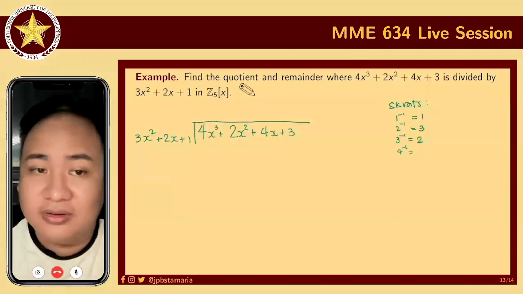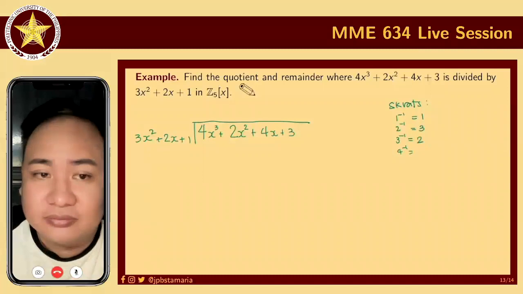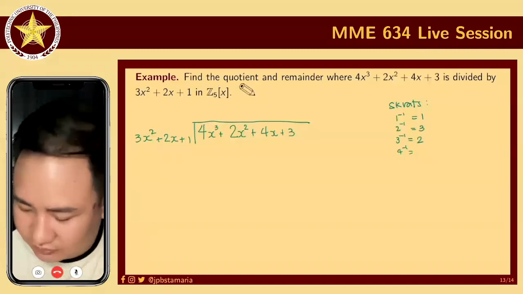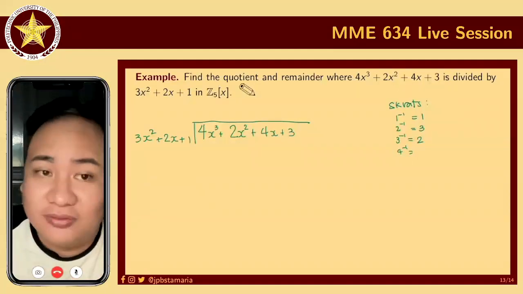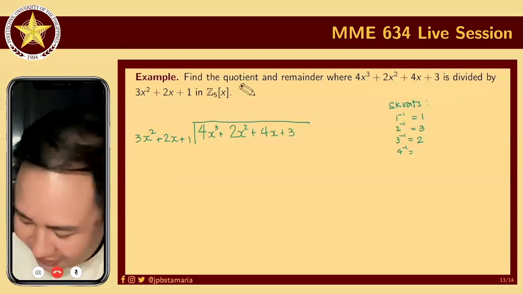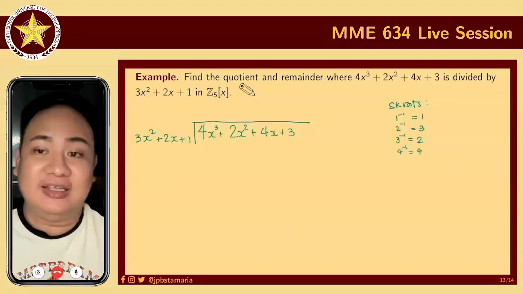Ang inverse ng 4, ano? 1? 4 times 1 is 4. 4 times 4 is 16. Therefore, 1. So, ang inverse ng 4, sarili niya.